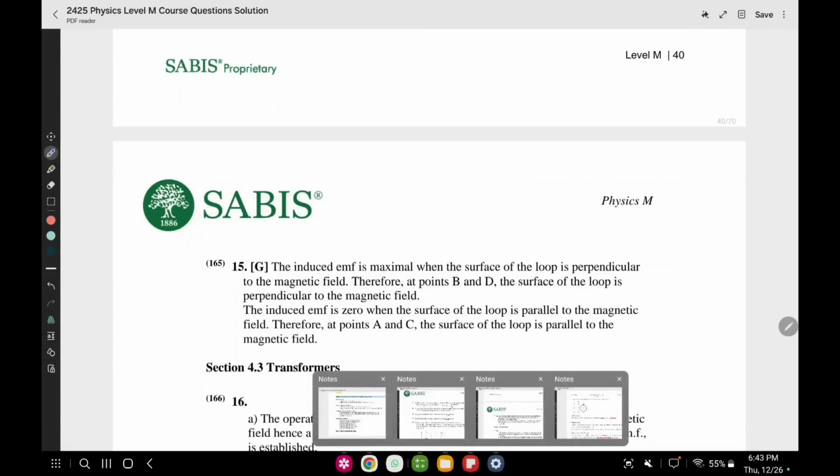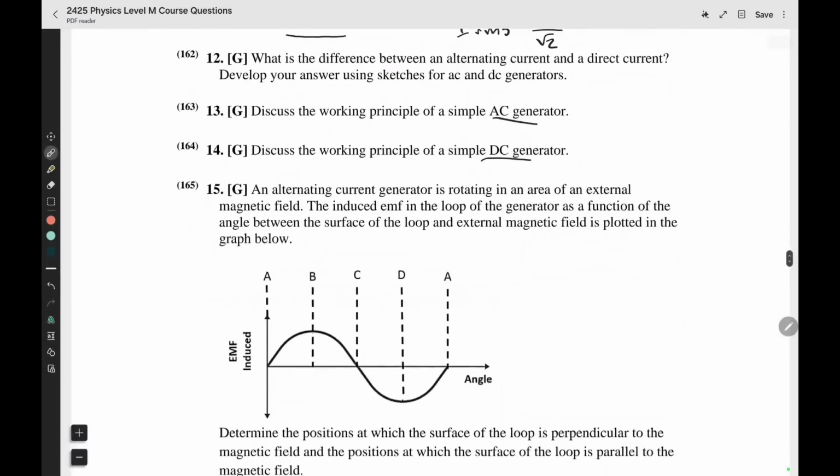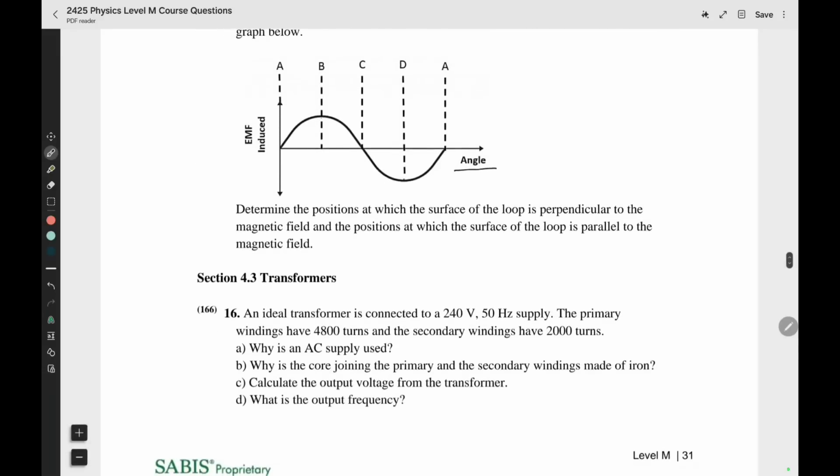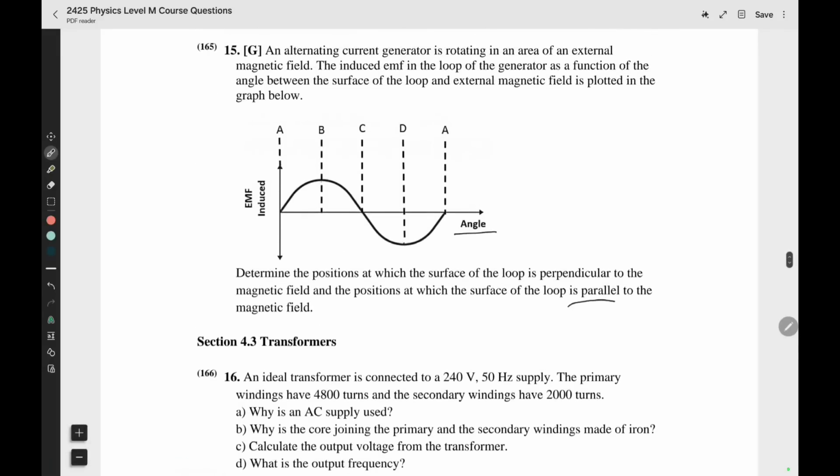Over here, question 15. An alternating current generator is rotating in an external magnetic field. The induced EMF in the loop in the generator as a function of the angle between the surface of the loop and the external magnetic field is plotted in the graph below. Determine the positions at which the surface is perpendicular and which it's parallel.